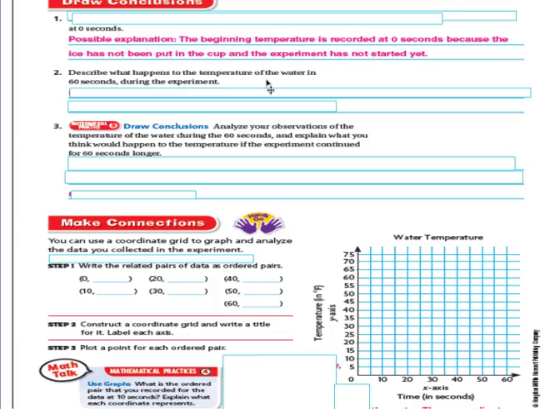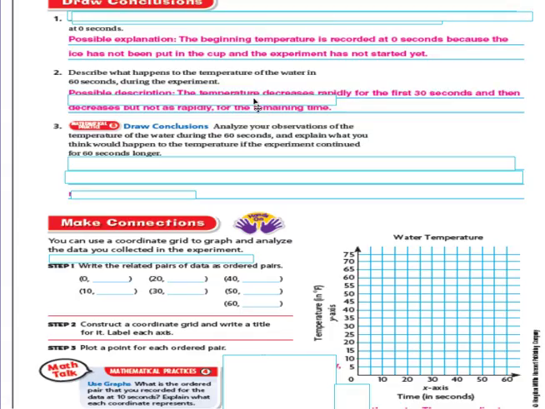Describe what happened to the temperature of the water in 60 seconds during the experiment. Write it down. The temperature decreased rapidly the first 30 seconds and then did decrease, but not as rapidly as the remaining time. I'm not sure that's what happened with your data. You need to look at your table and put that answer down according to your table.